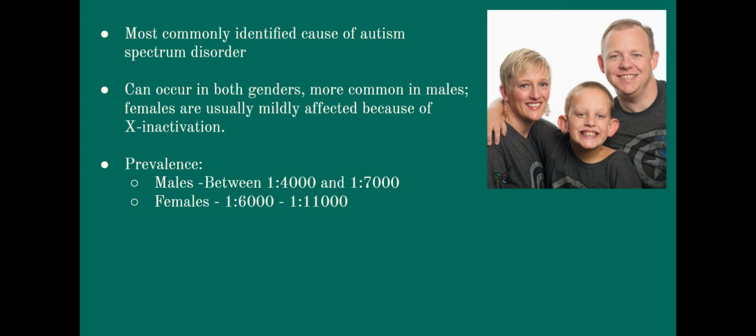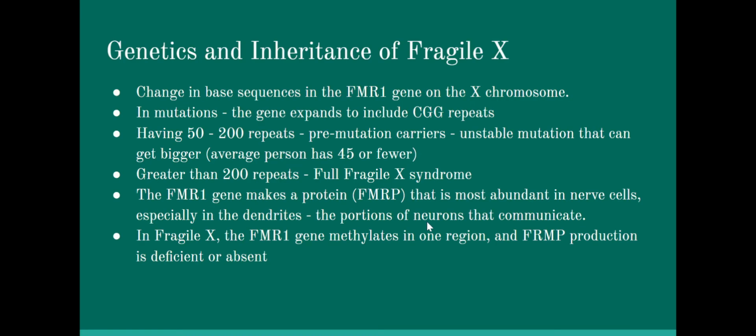Prevalence: males between 1 in 4,000 and 1 in 7,000, females 1 in 6,000 to 1 in 11,000. Those statistics are gotten from the National Foundation for Fragile X. Genetics and inheritance. So this is what happens.